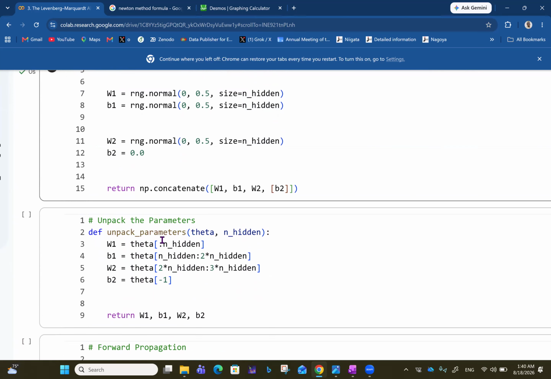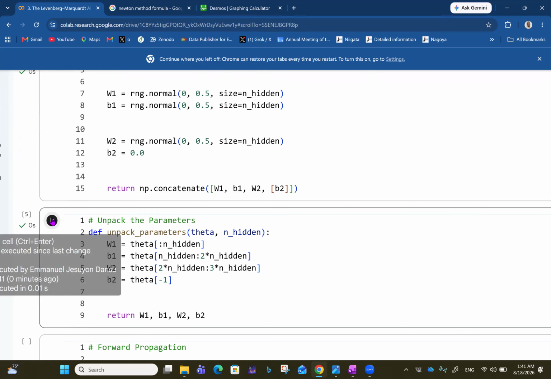Then we unpack the parameters now. To unpack parameters, theta and the hidden dimensions, we have W1, theta, everything from the beginning to the number of hidden parameters. Then B1, from the number of hidden parameters to 2 times the number of hidden. W2, from 2 times the number of hidden to 3 times the number of hidden parameters. And B2 is theta minus 1, that's the last value. Then we return W1, B1, W2, B2 like this. And this goes. So that is run now.